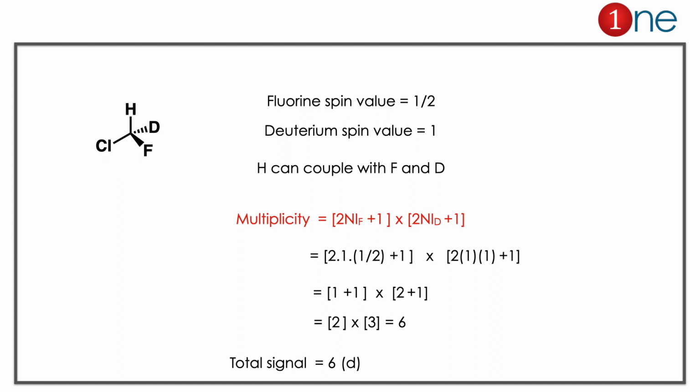So if you multiply, 1 fluorine with half spin, 1 deuterium with full spin 1. If you do that, you will end up with 2 into 3, 2 multiplied by 3, 6. The total number of signals is 6 there. Here the concept you have to learn is heteronuclear coupling. For that you have to know the spin value.